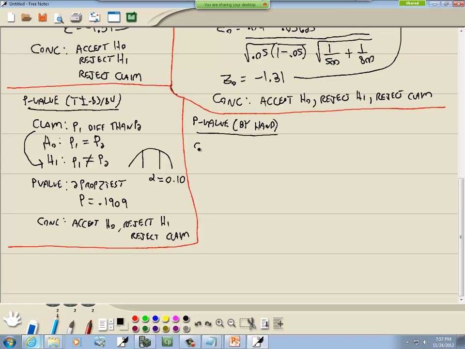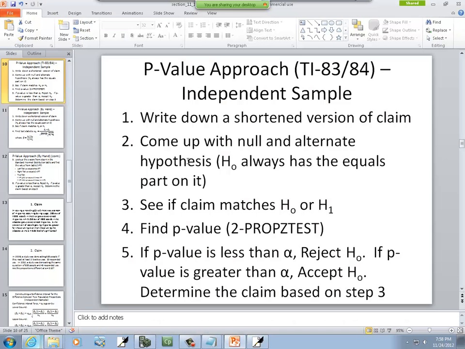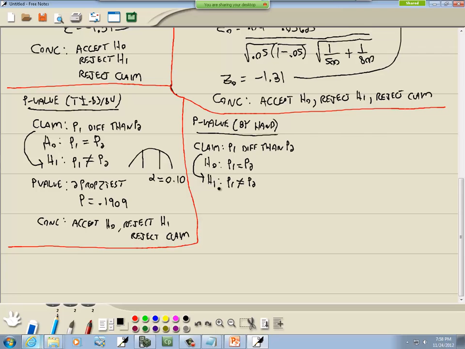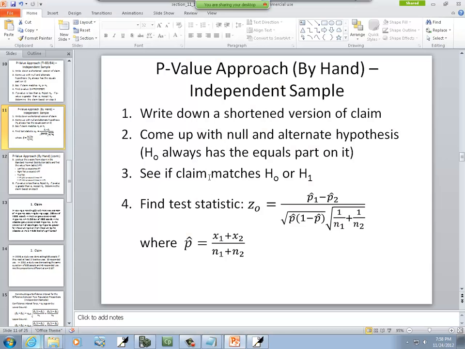Okay, so our claim is P1 is different than P2. And we got H naught is P1 is equal to P2, and H1 is P1 is not equal to P2. And that matches that. Now come up with null and alternate, see if claim matches that.